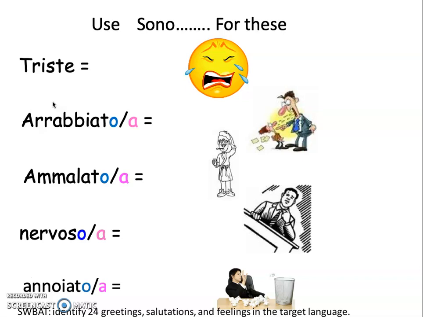The first one, triste. Repeat, triste. That is sad. The next one, arrabbiato. Repeat, arrabbiato. That is mad. The next one, ammalato. Repeat. Ammalato. That is sick. Nervoso. Repeat, nervoso. Nervous.